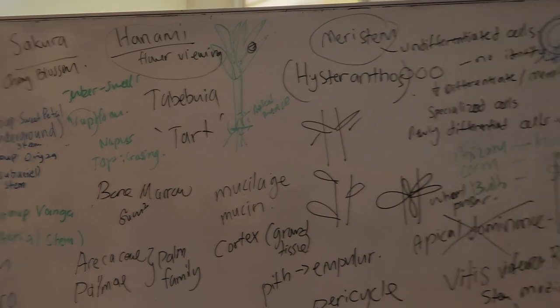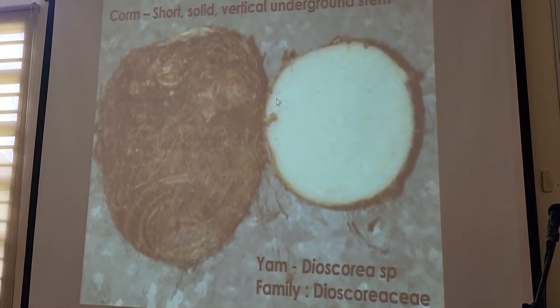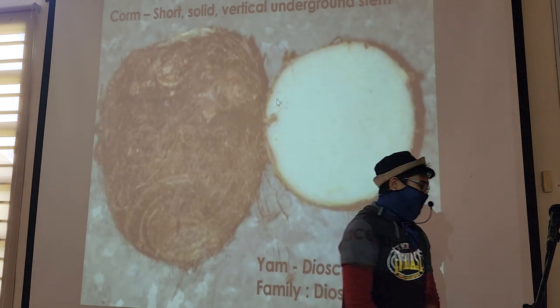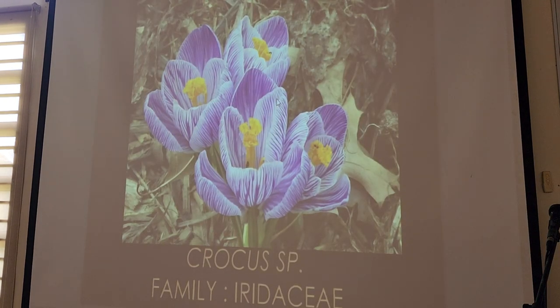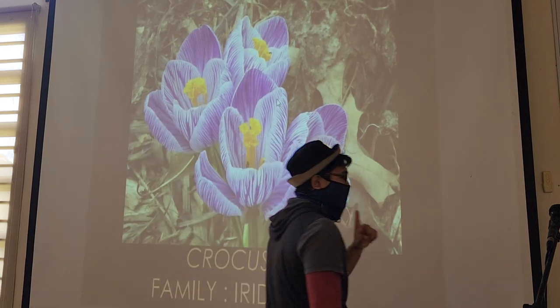Yep. Corm: short, solid, vertical, underground. See? Vertical. It never goes sideways. If it's sideways, it's what? Rhizome. Have you eaten yam before? Yes. No? Is it healthy? Yeah, okay. It is. It's healthy, actually. Okay? And then crocus. Why did he put this thing? This plant actually gives a product, a herb and spice product. Okay, 5 minutes.